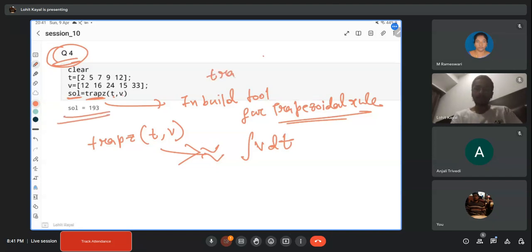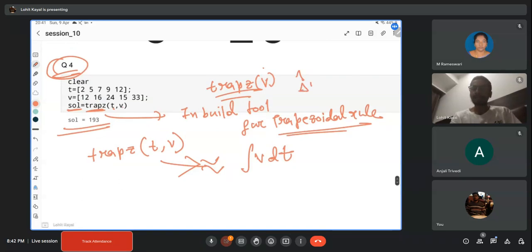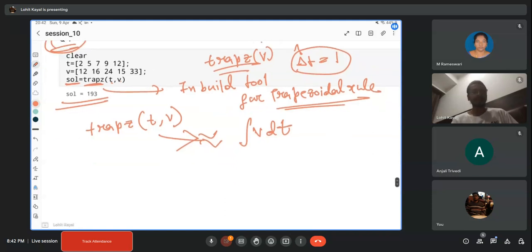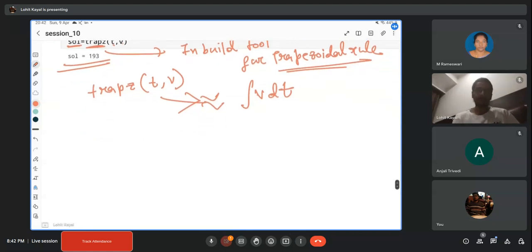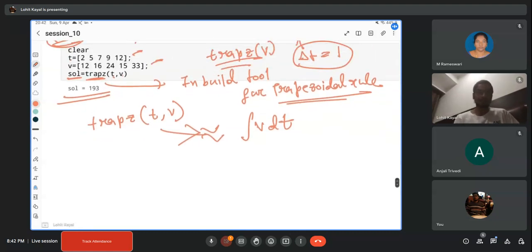If you just write trapz of v, it will assume that the delta t is uniform and equal to 1. If it is something other than 1, you need to specify it over here. So this is also another powerful tool. This will be applicable when you have a data set, discrete data points like this. I will finish after this.